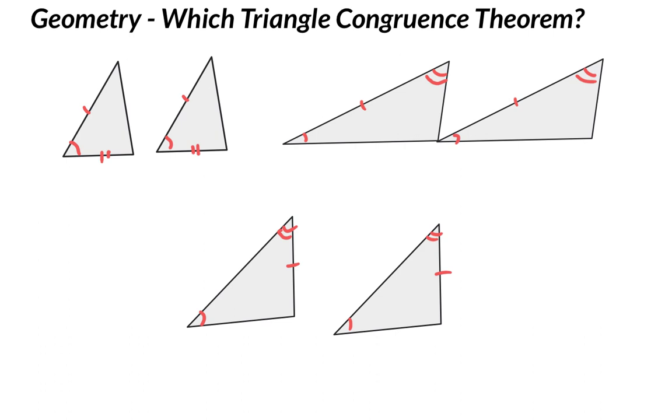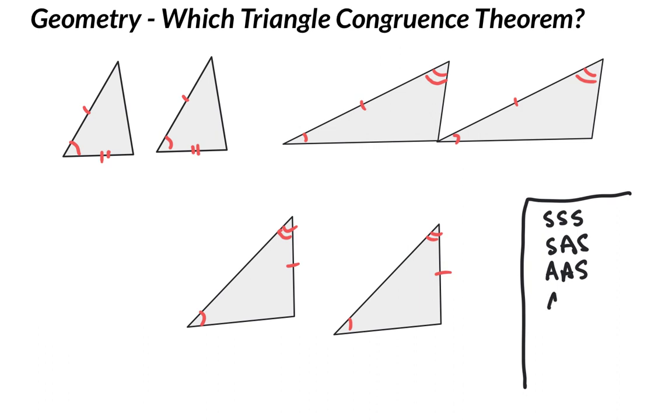Now, first off, I'm just going to list our big four and then our special case. We've got side, side, side, showing that we have three pairs of congruent sides. We have side, angle, side, which is two sides and the angle between them. We have angle, angle, side, so two angles and another side not between the two angles. And we've got angle, side, angle, meaning two pairs of congruent angles and the side between them. And our special case for right triangles is hypotenuse leg.